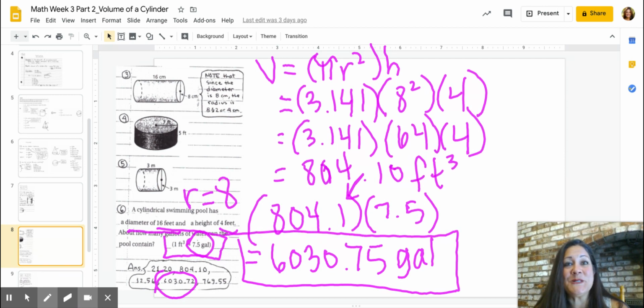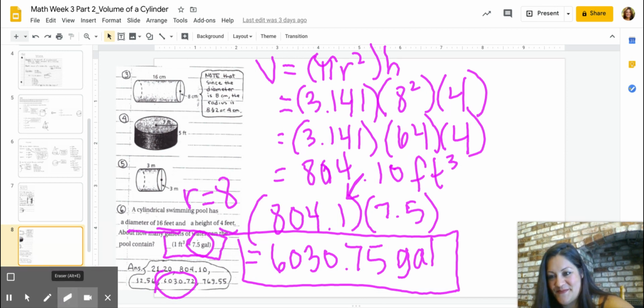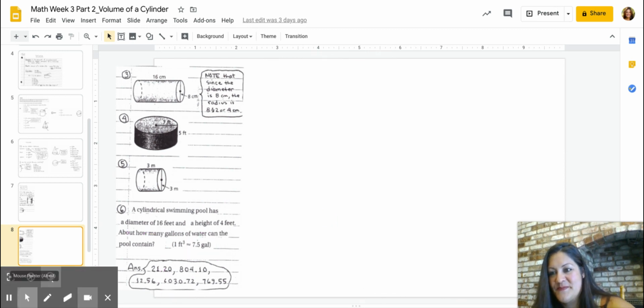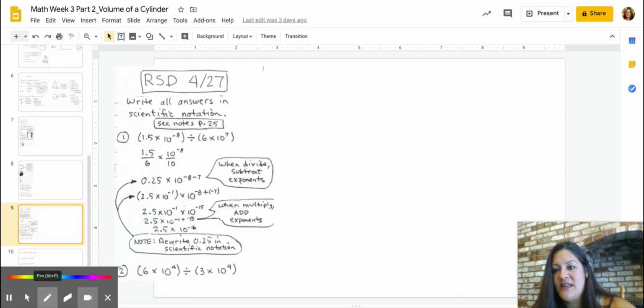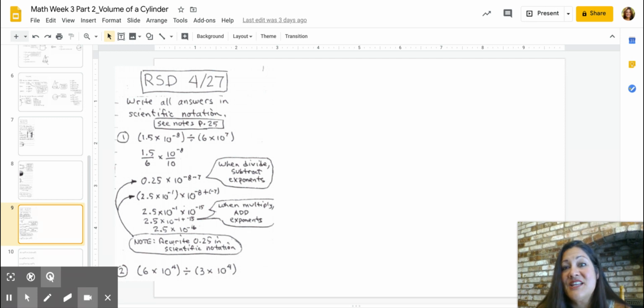That's it for the first assignment. Let's move on to the second one. Okay, here we go. This says, write all answers in scientific notation, and it says, see the notes from page 25. So those are in your math folder, page 25 on scientific notation. Hopefully, once you start doing a couple of these, they come back to you quickly, okay?